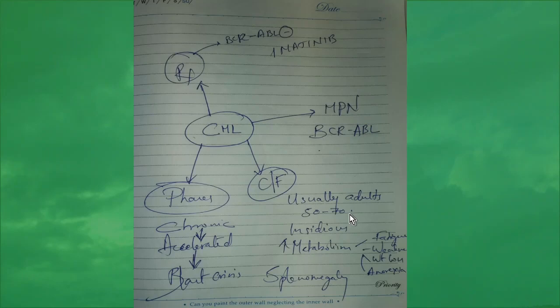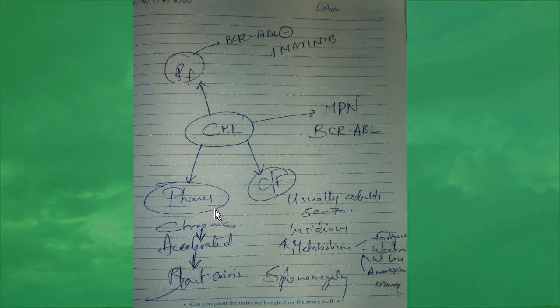CML's onset is insidious. It's slow growing. Usually it takes around 3 to 4 years to go into blast phase, which can end in bad prognosis. Basically there is increased metabolism due to increased cell turnover, which causes fatigue, weakness, weight loss, anorexia, etc. And splenomegaly is almost always there due to extramedullary hematopoiesis.